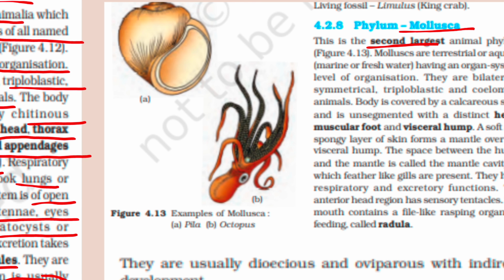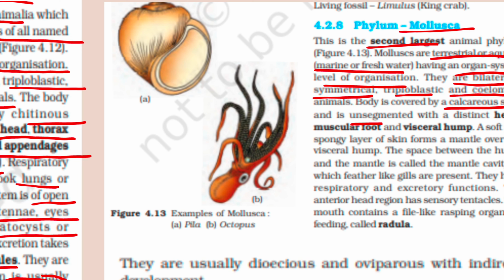Mollusca is the second largest animal phylum. Mollusca are terrestrial or aquatic, they can be marine or freshwater. They have organ system level of organization. They are bilaterally symmetrical, triploblastic, and coelomate. Their body is covered with calcareous shell and is unsegmented with a distinct head, muscular foot, and visceral hump. And a spongy layer of skin forms mantle over the visceral hump.